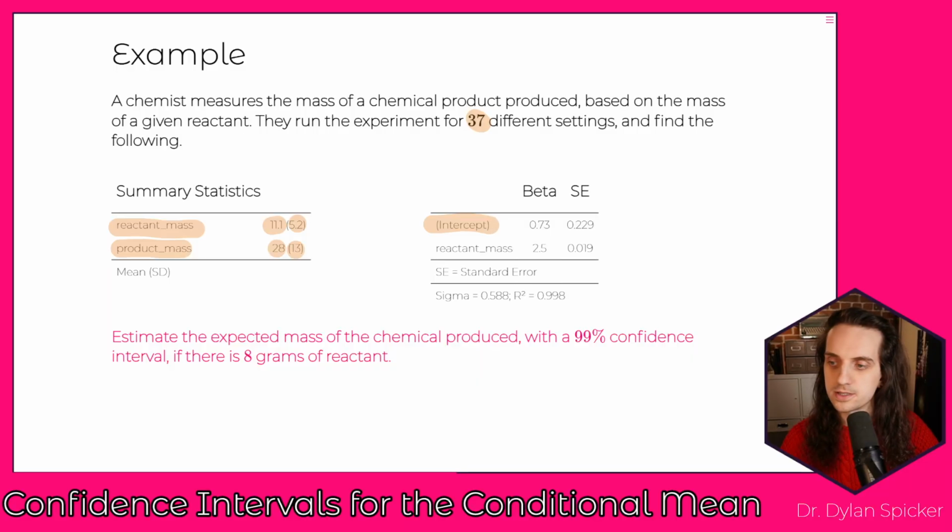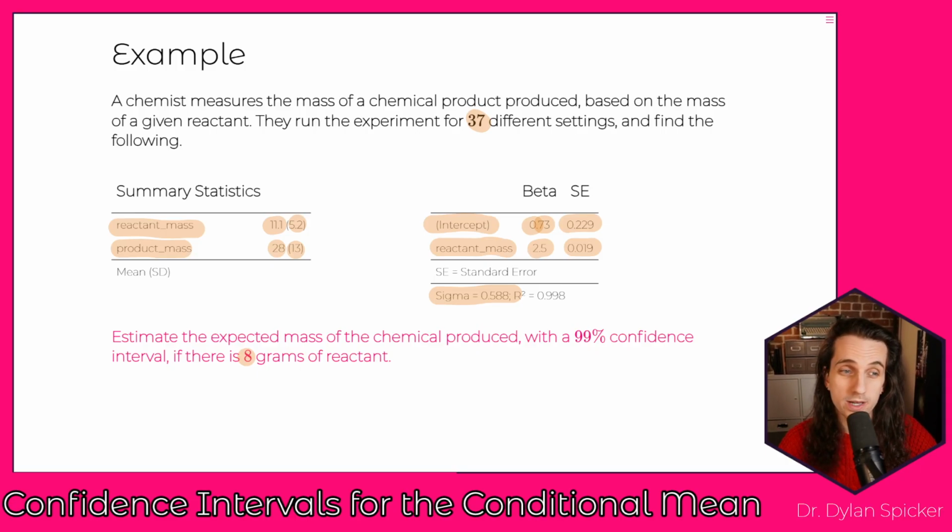Our reactant mass has a mean of 11.1 and a standard deviation of 5.2. The product mass has a mean of 28 and a standard deviation of 13. Our intercept is going to be estimated at 0.73, and our slope is going to be estimated at 2.5, right? With standard errors of 0.229 and 0.019 respectively. Our square root of our MSE is 0.588, and our R squared is 0.998. So we want to estimate the expected mass of the chemical product with a 99% confidence interval if there is 8 grams of the reactant.